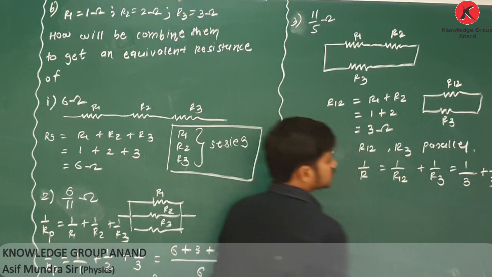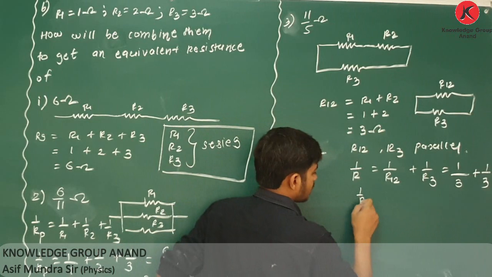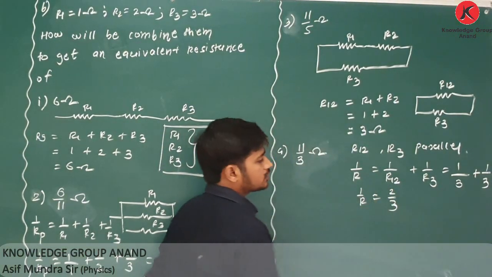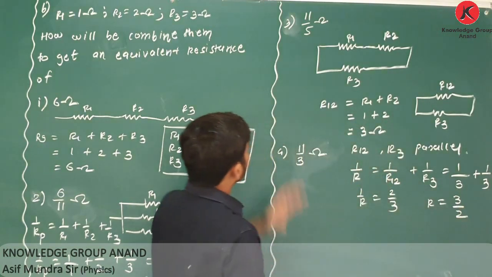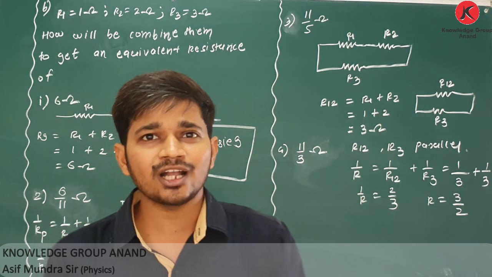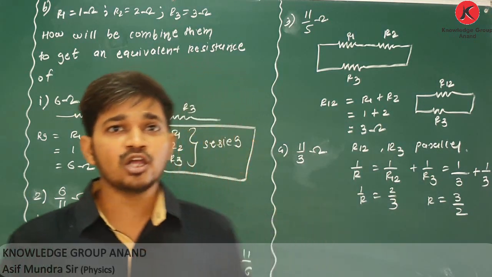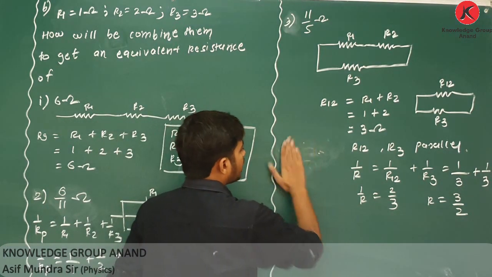So it is 1 upon 3 plus 1 upon 3, which means you will get 2 upon 3. Then 1 upon R is 2 upon 3. So what is the value of R? It is 3 by 2. Do we have any answer? No. It means this assumption is wrong. So now take another possibility.